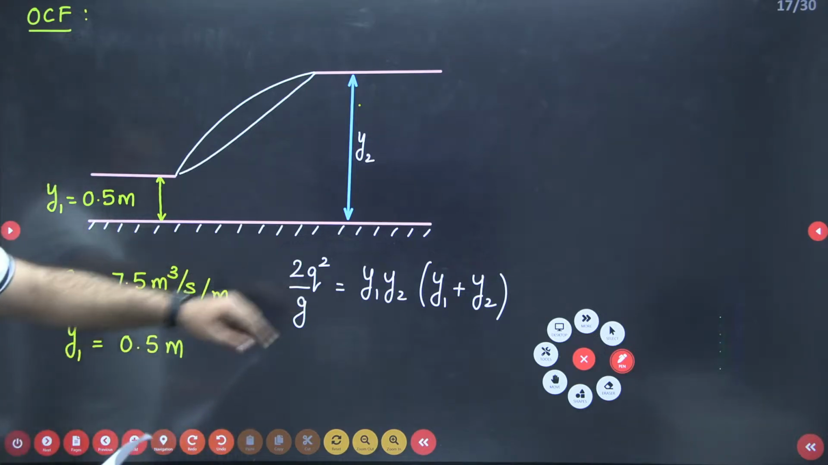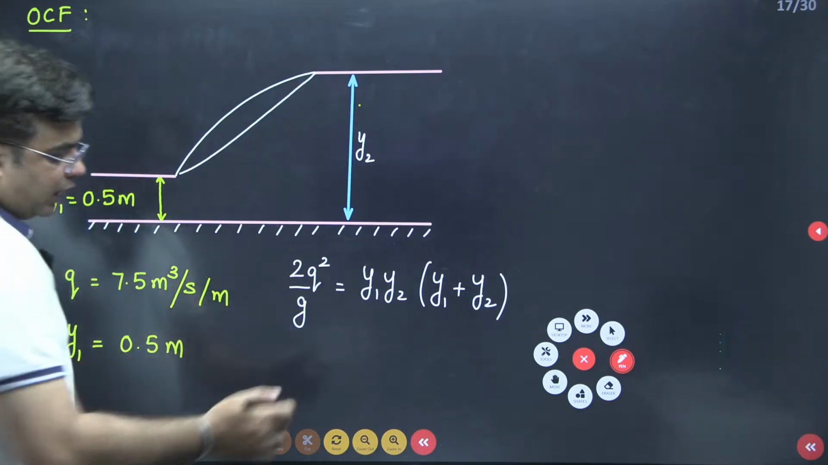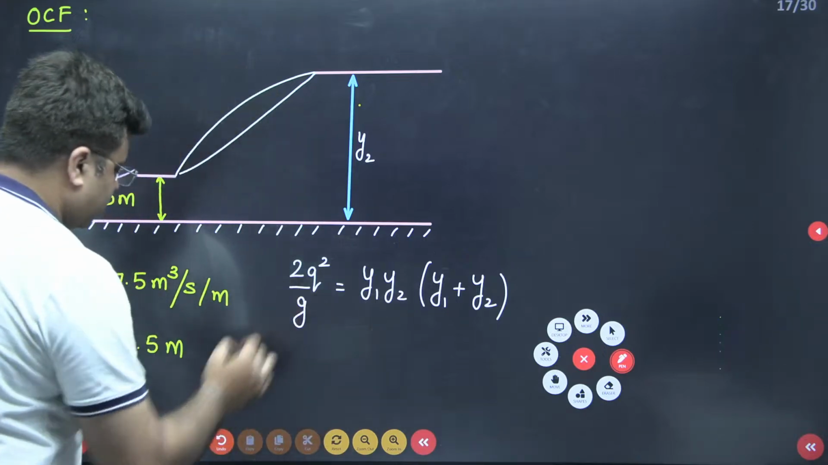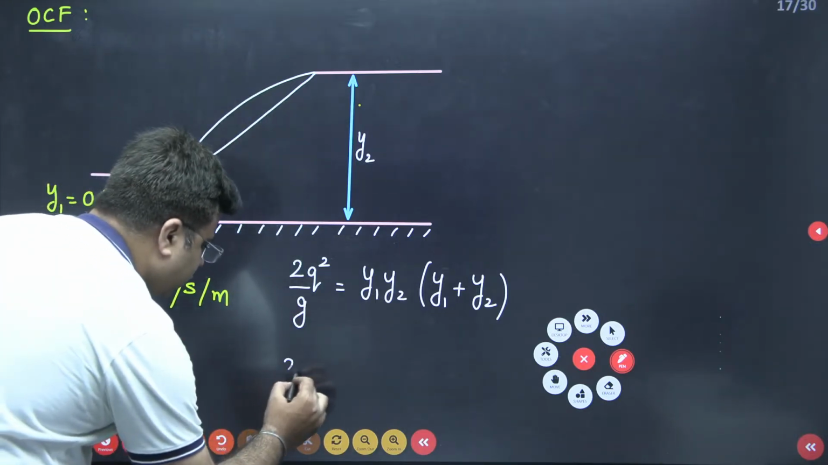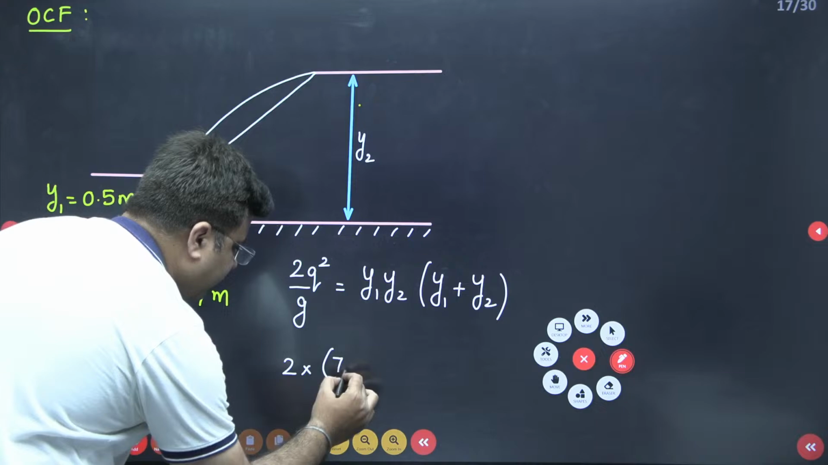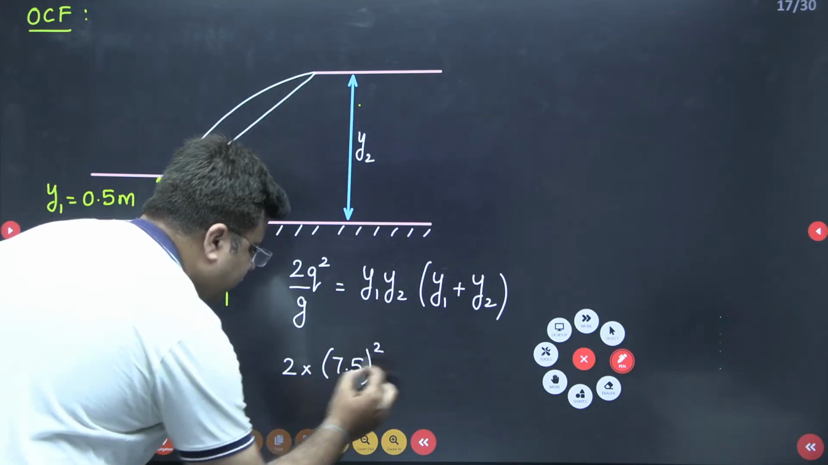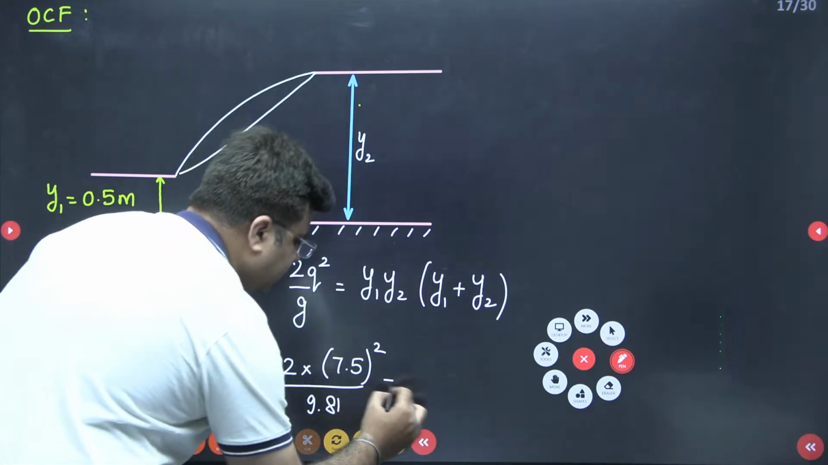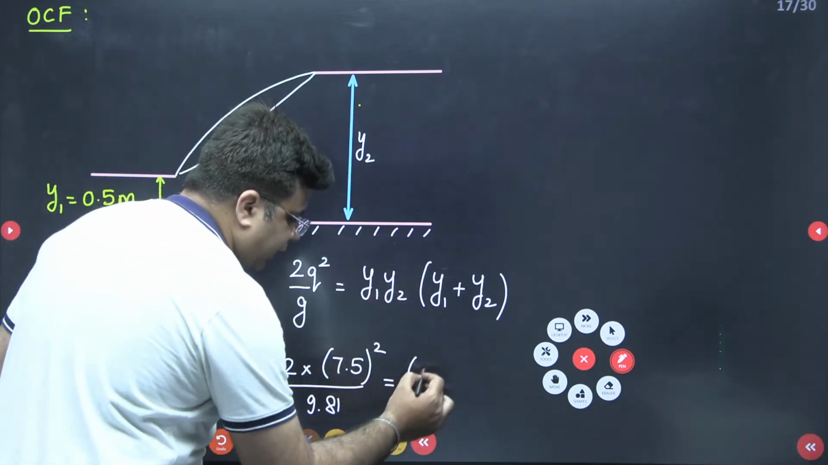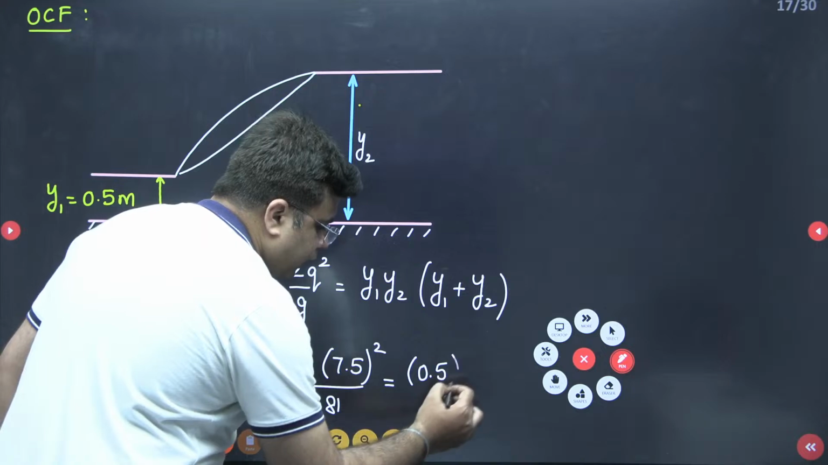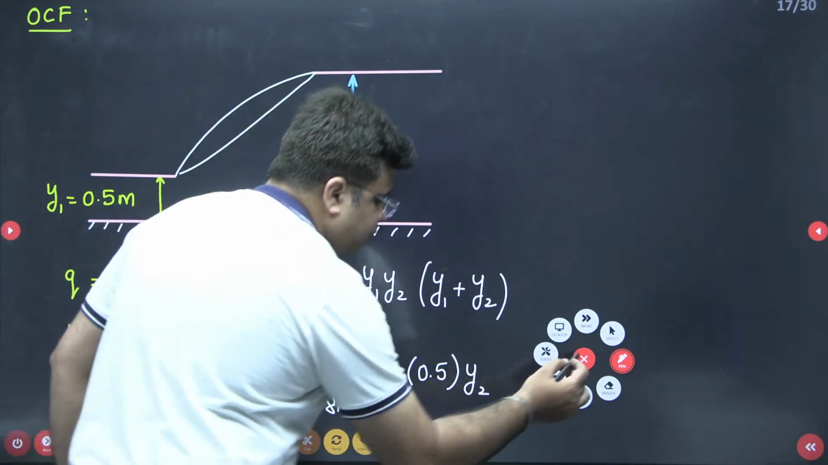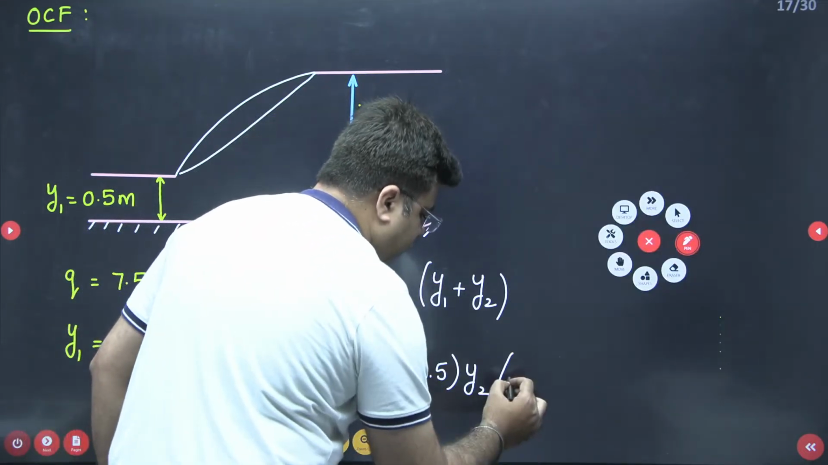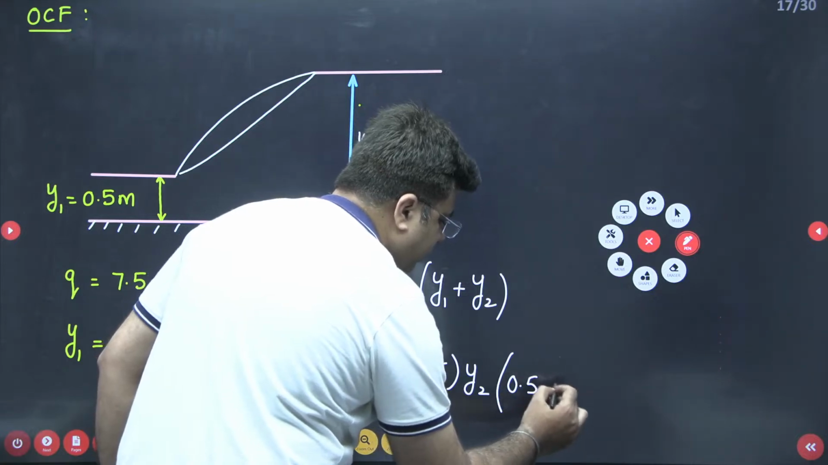So 2q square by g is equal to y1 y2 into y1 plus y2. So 2 into 7.5 the whole square divided by g, which is 9.81, is equal to y1, 0.5, into y2 into y1, again 0.5, plus y2.